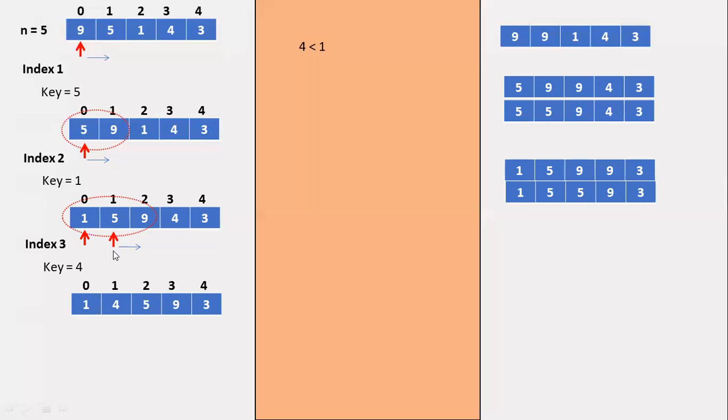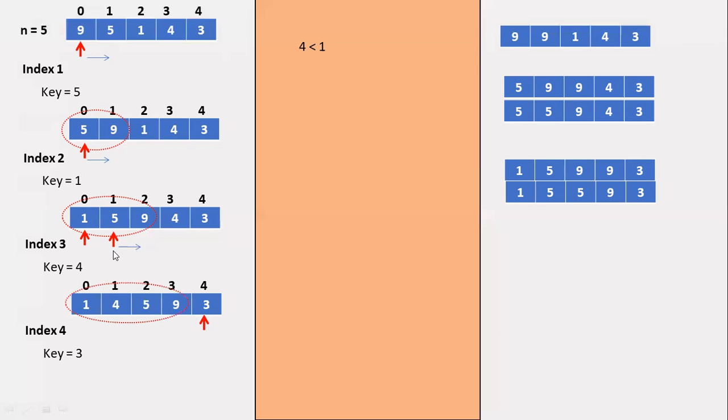Understood? Now the index value is 4. The index value 4 means the fifth element, which is 3. So we have to take the fifth element and store it separately in the key. Now my key becomes 3.